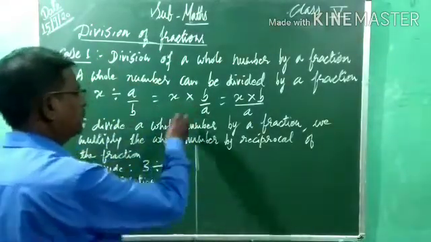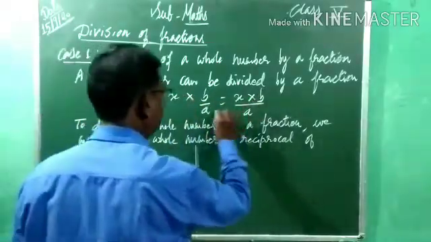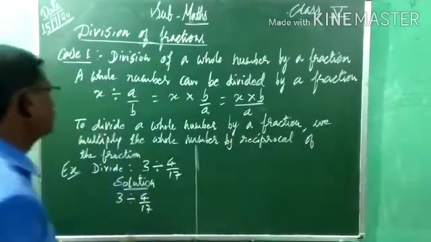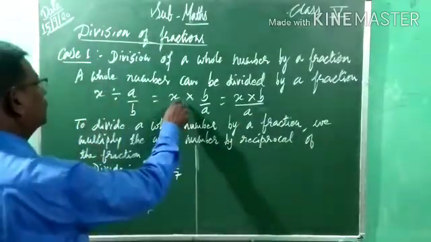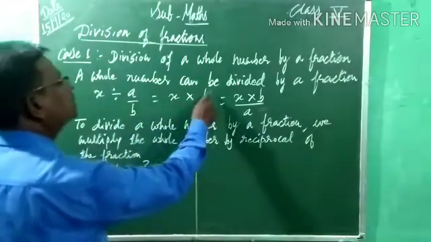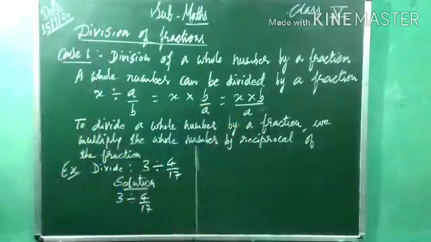Change the sign. Now x into b, numerator multiplication: x into b whole divided by a. Understood? X divided by a by b, you have to keep in mind: x into the reciprocal of a by b, which is b by a, equal to x into b divided by a. This formula you have to keep in mind.